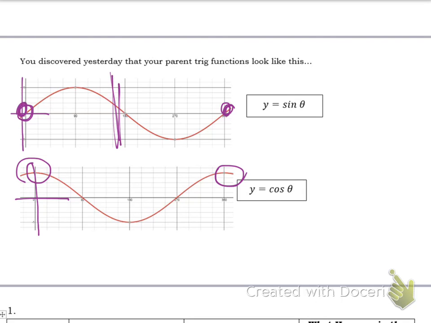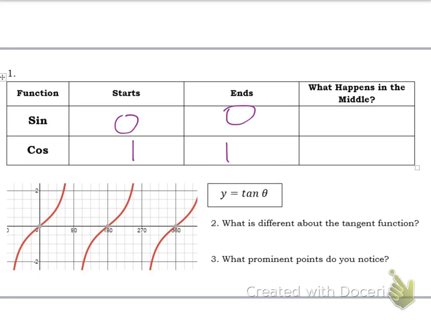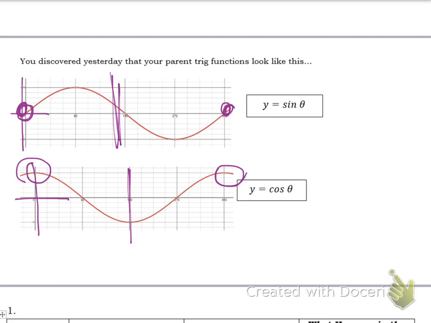So what happens in the middle? Directly in the middle, it changes direction here, so up and then down, so even intervals. So you could say up, down. You could say changes direction, even intervals. Okay, the middle of sine, it's going down.